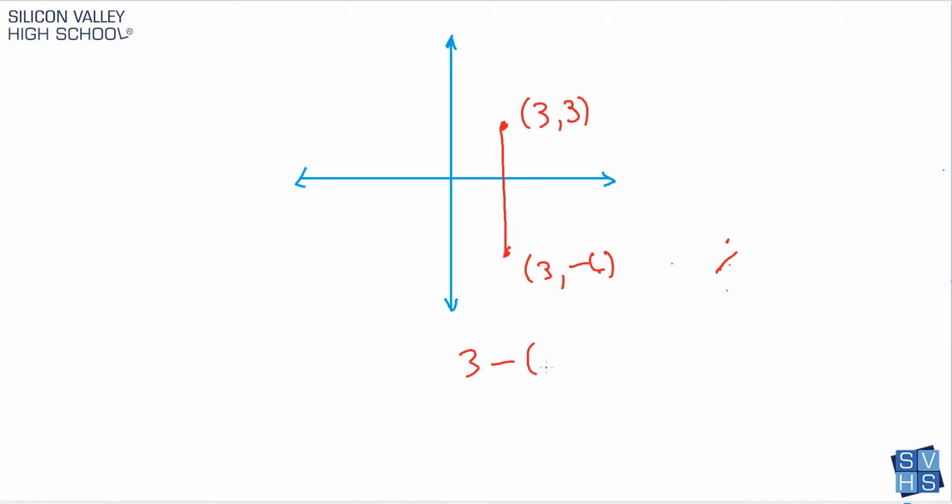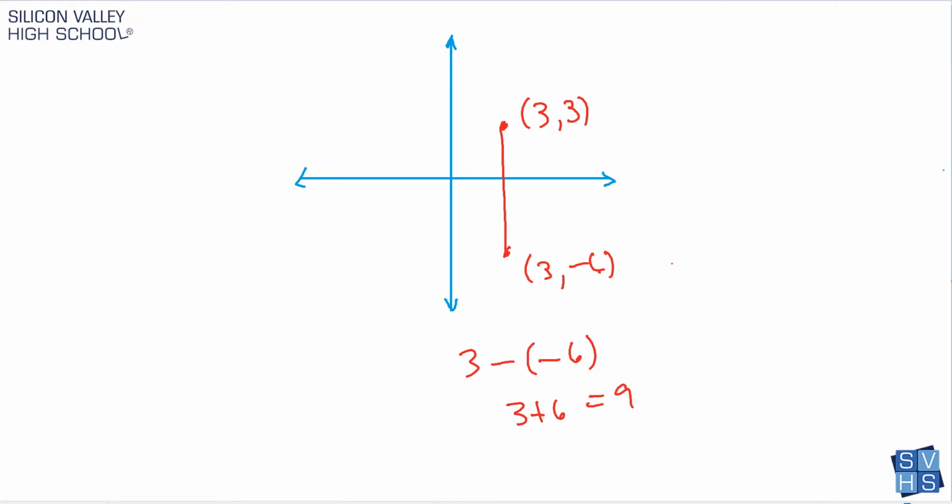So we have 3 minus -6. And remember, whenever you minus a minus, that becomes a plus. So that's 3 plus 6. The distance would be 9 units. And so it's the same thing. I think you'll get them right, but I just have to warn you when it comes to negatives.